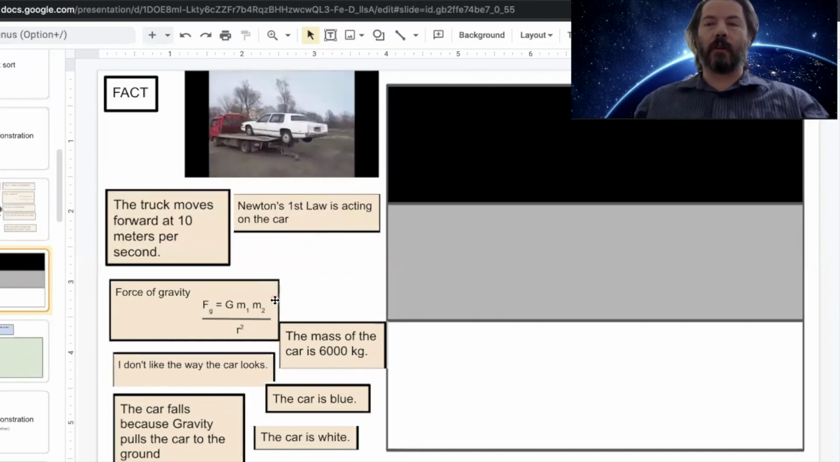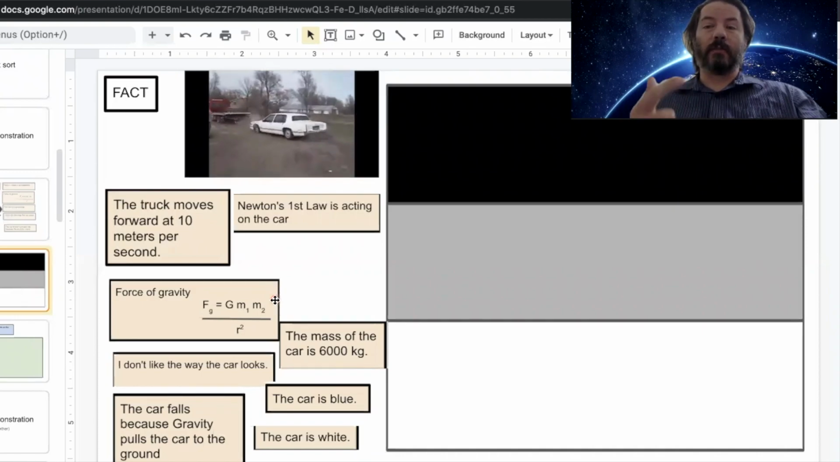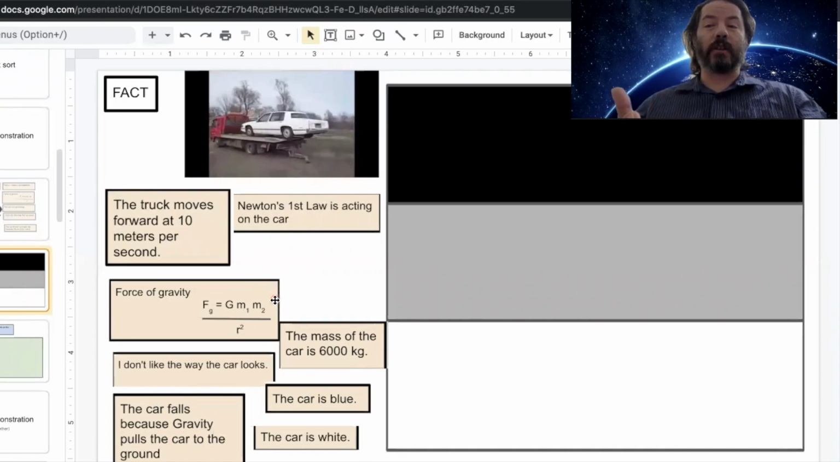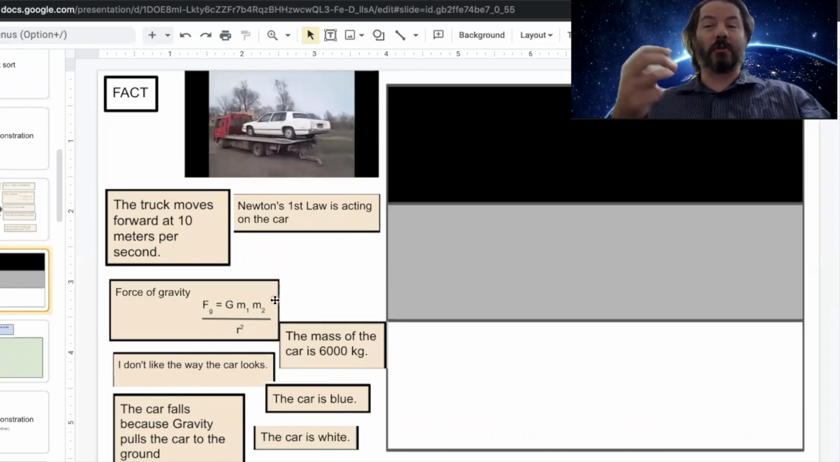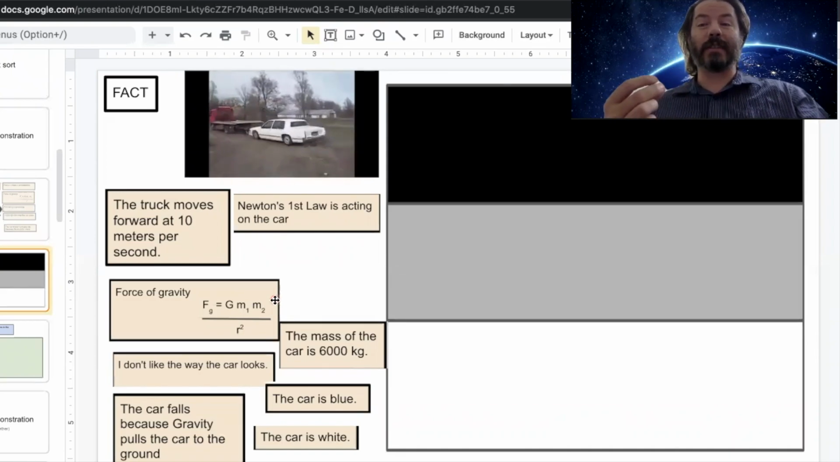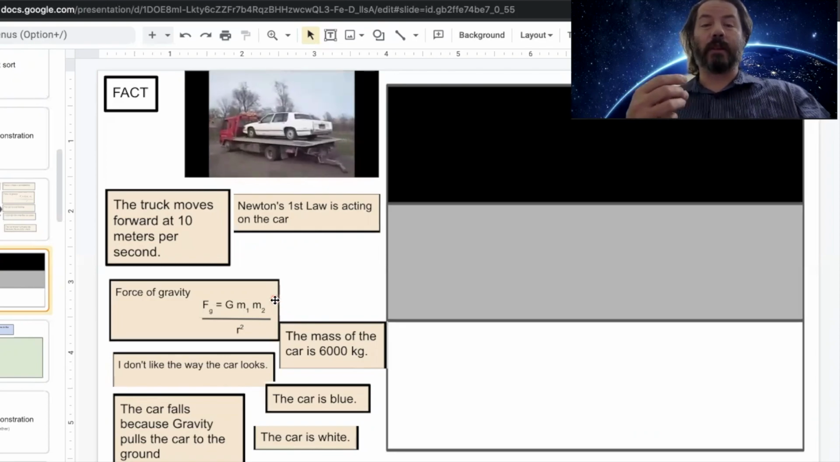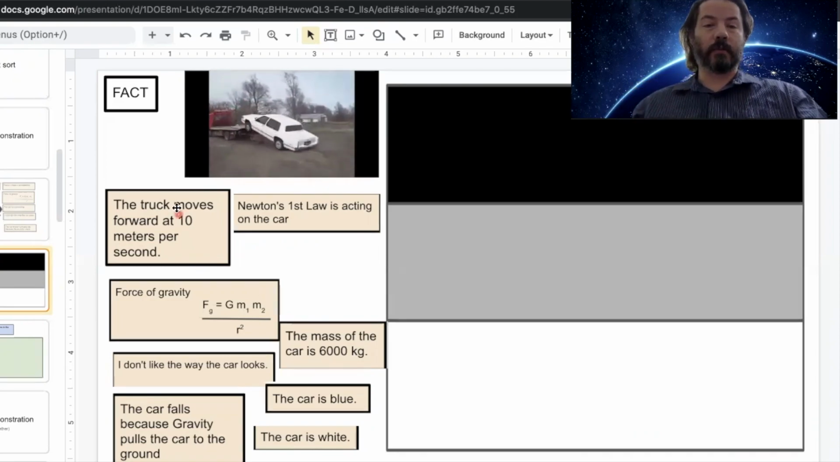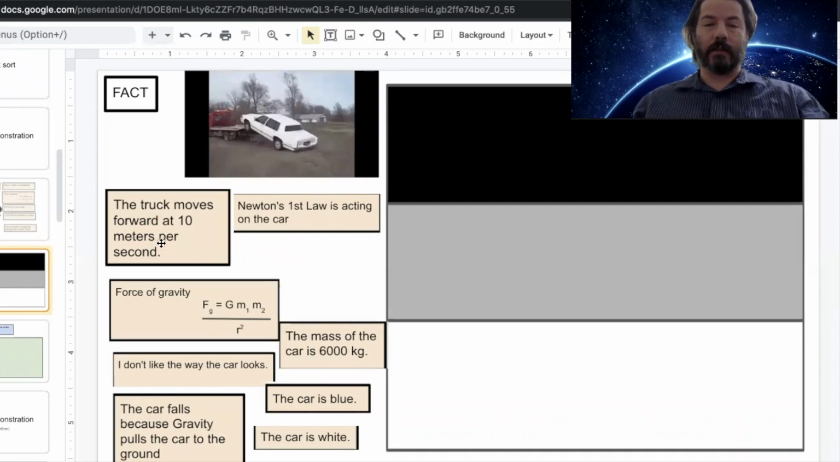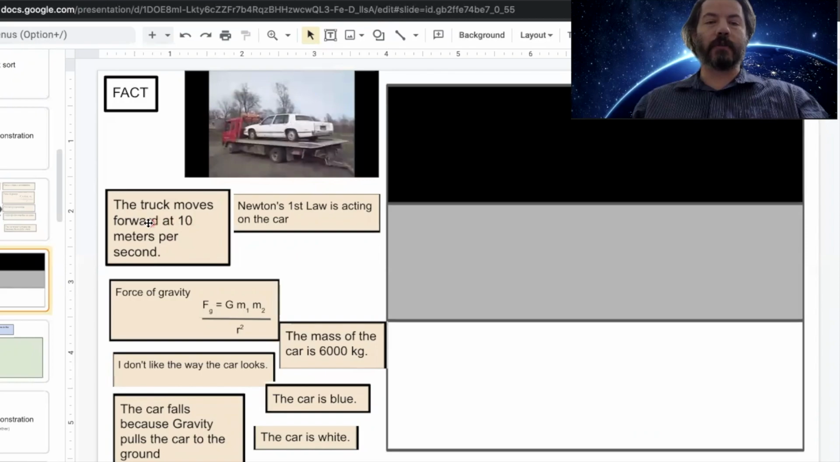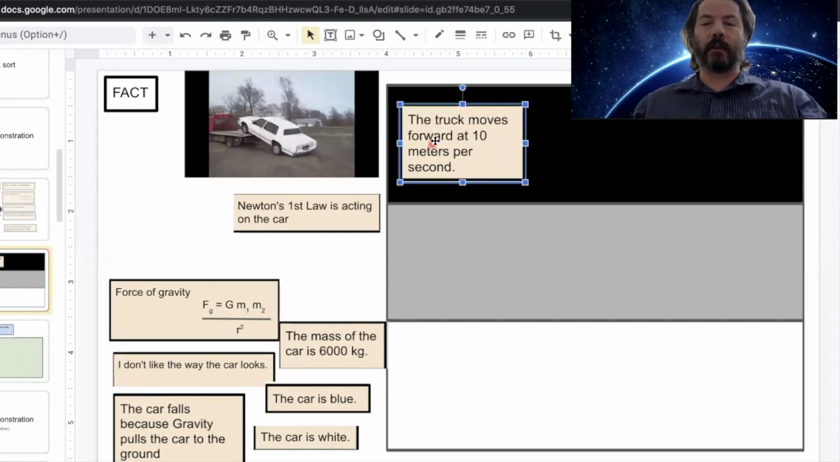So facts are observed. They can be measured. They're usually quantitative or qualitative. So to me, what I'm looking for is qualitative, which is like a description or a comparison, or quantitative, which is a number that deals with the object. So first one, the truck moves forward at 10 meters per second. That has a number. That sounds like a fact to me.